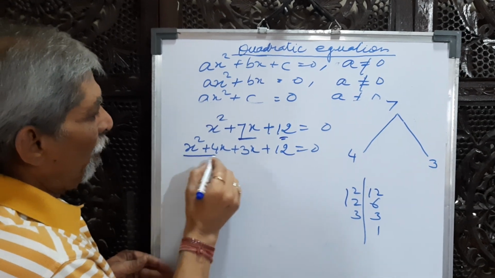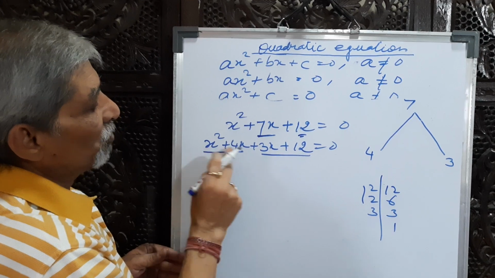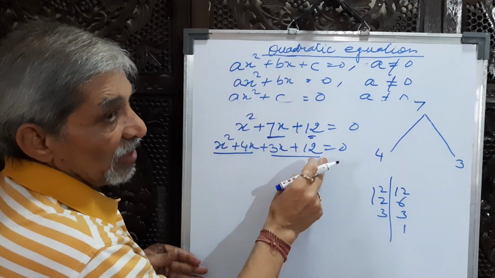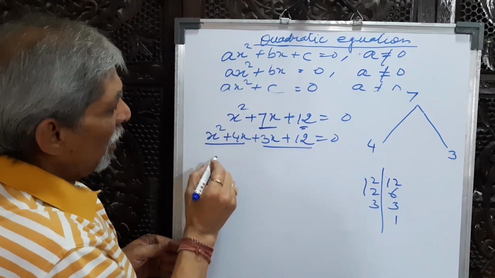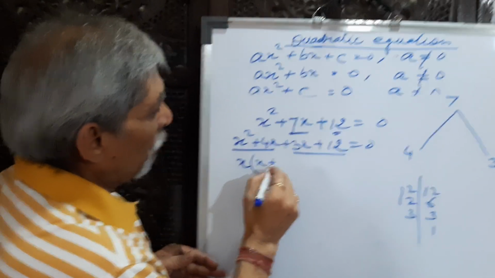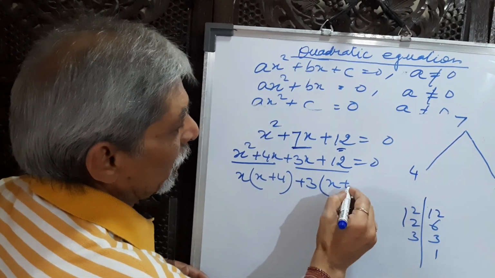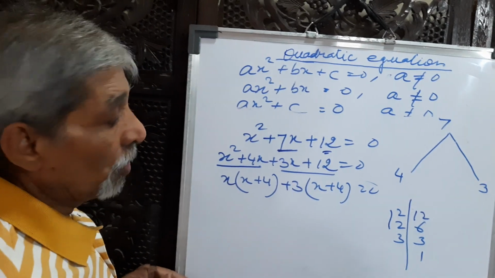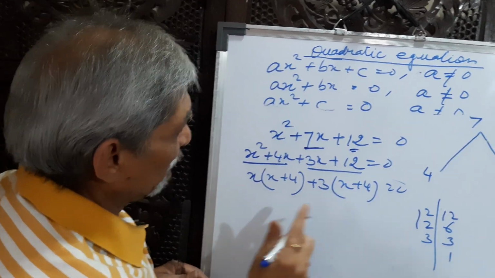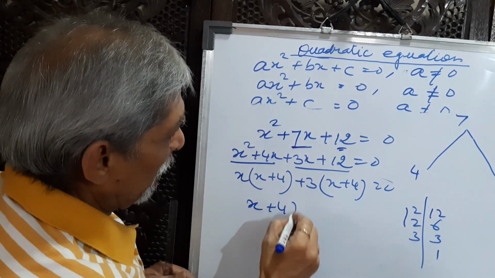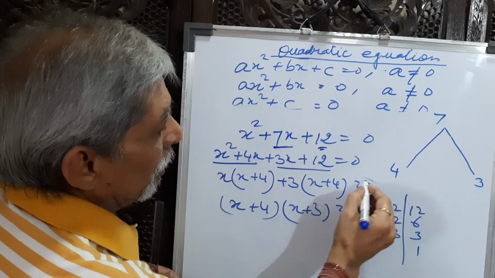Now pair the terms. First 2 terms, x squared plus 4x, and 3x plus 12. Out of this, what is common? Here x is common, x into x plus 4. In this, 3 is common, plus 3 into x plus 4 is equal to 0. Now again it became 2 terms. Out of this what is common? x plus 4. That is x plus 4 into x plus 3 equals 0.